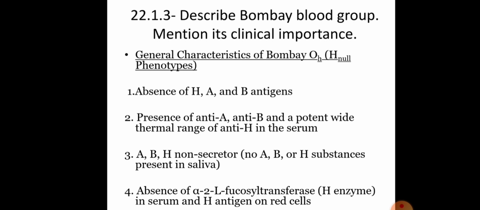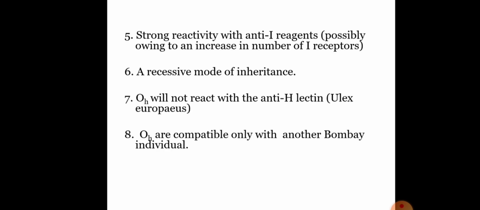Now, another one is we will discuss the Bombay blood group. They have general characteristics: there is absence of H, A and B antigen on the RBC surface. They do not have any antigen. There is presence of anti-A, anti-B and a wide thermal range of anti-H in the serum. They are A, B, H non-secretors, and there is absence of alpha-2 fucosyl transferase. They also have strong reactivity with anti-I reagent, and the mode of inheritance is recessive.